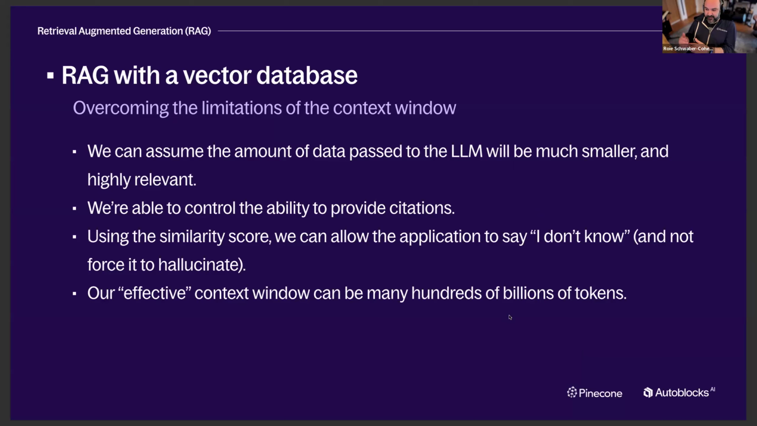Again, the mechanism that a vector database gives you in that context is also the ability to provide citation, say I don't know, and these are capabilities that you don't just get when you just plop your entire knowledge base into the context window, right? You want that ability to decide what's in the context window and what is not in the context window.